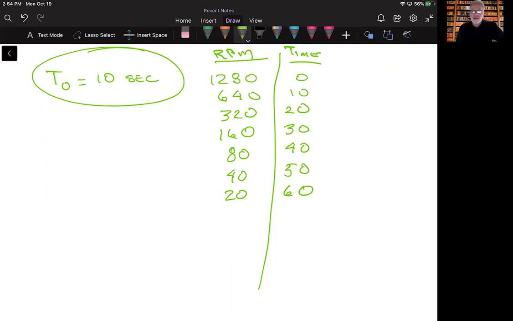Okay, now he does this. I like this, and I'll come back and set up a formula to do this. But if the half time constant is 10 seconds, initially we're at 1280, right? So at time 0 we're at 1280. After one of these, we're going to be half that, 640. After another, 320. Another 10 seconds, we're at 160. Another at 80. Another at 40. So after 60 seconds, we're at 20 RPMs.